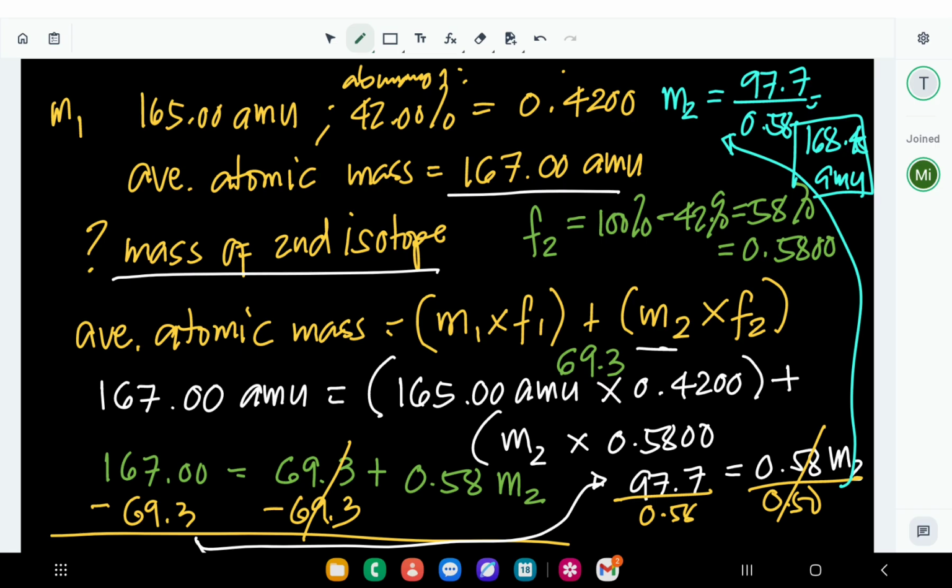So you divide it by 100 to convert it to decimal when you calculate for the average atomic mass. And this is the formula: the average atomic mass is equal to the summation of the product of the mass of each of the isotopes times the relative abundance.